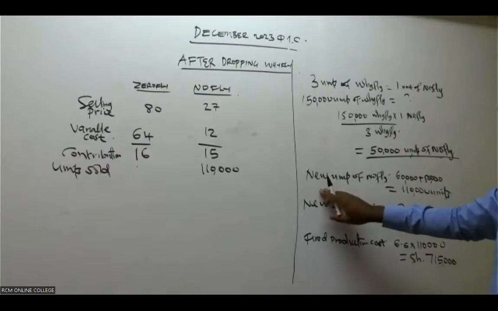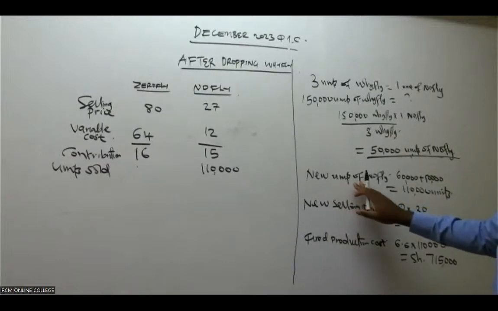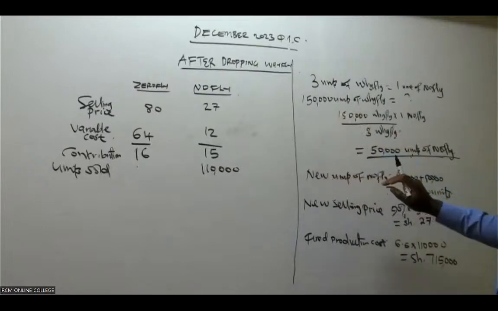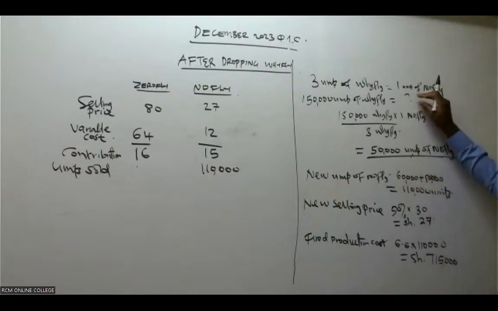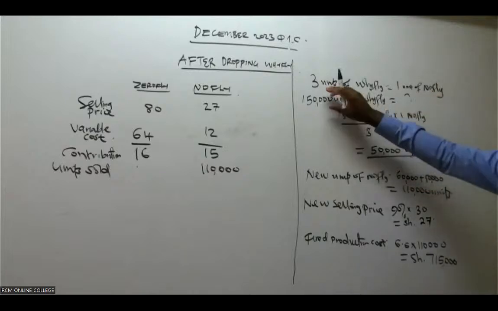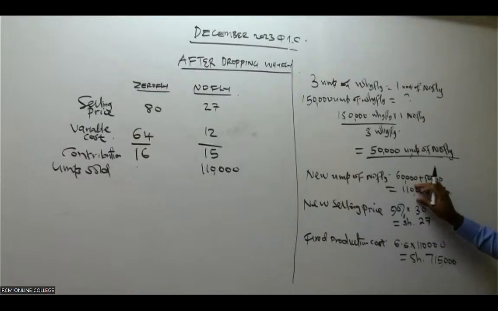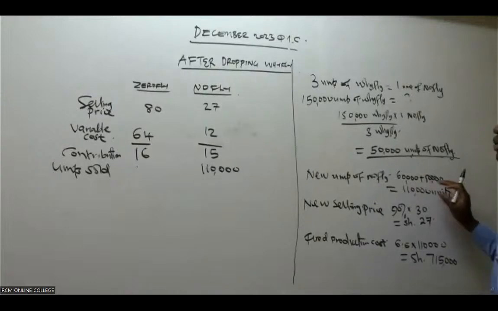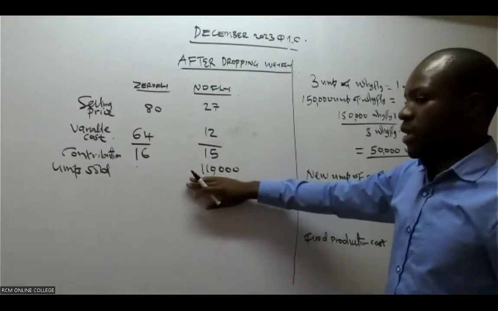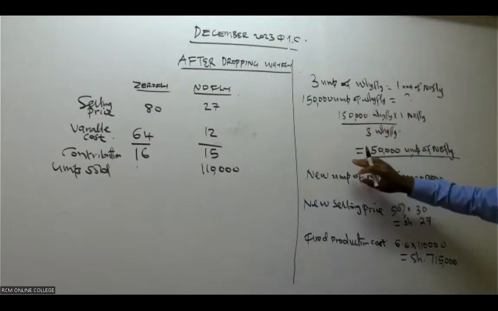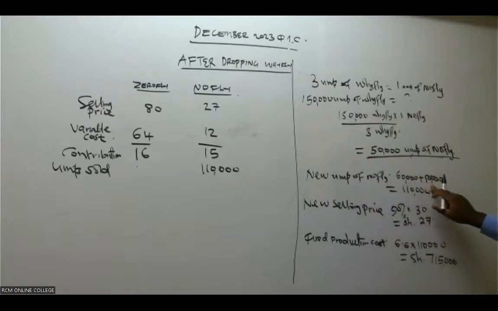Then we are now asking ourselves, the new units of no-fly will be the existing one in the other option, which was 60,000, plus the additional 50,000 which we are getting as a result of dropping the production of Y-fly. So the total number of units we are having here is 110,000, which you're able to see. We posted them here. Then the next thing, what is another thing that will be affected? So one, the units have been affected by an increase of 50,000.